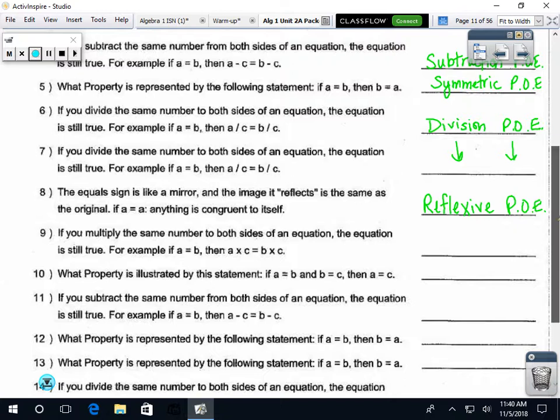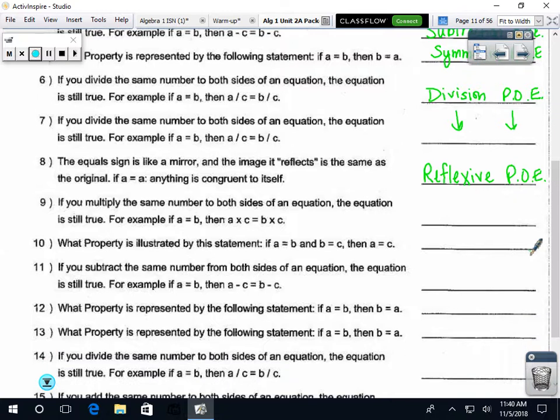All right, number 9. If you multiply the same number to both sides of an equation, the equation is still true. For example, if A equals B, then A times C equals B times C. Right, that's the multiplication property of equality because they're multiplying by the same thing on both sides.